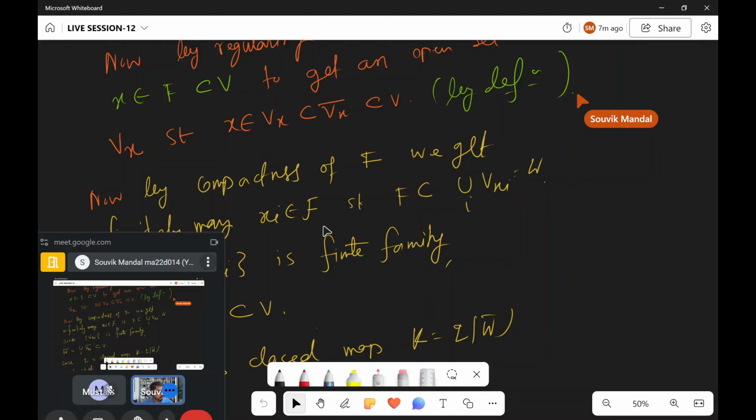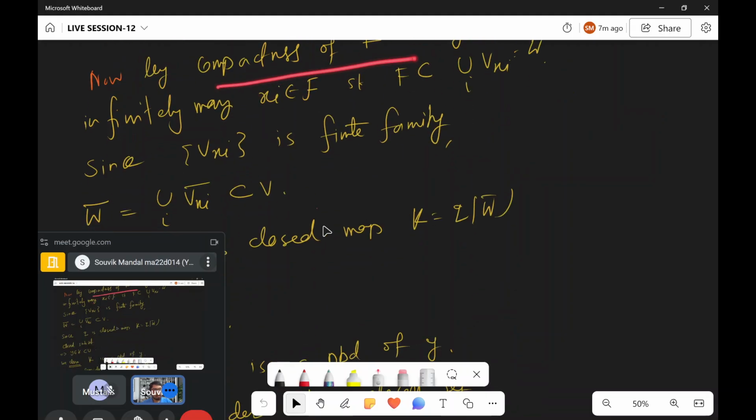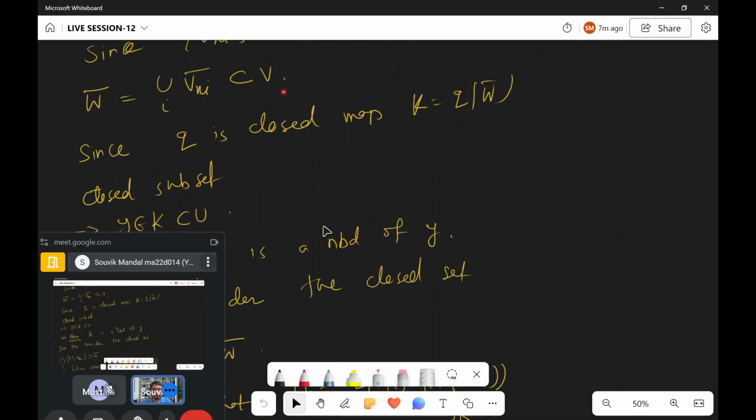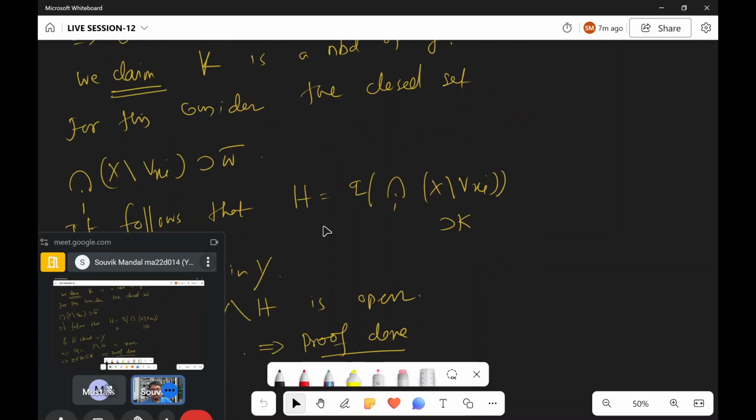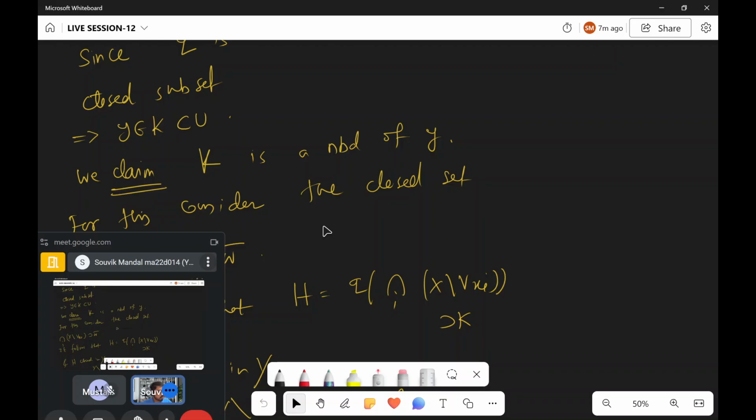Now, by compactness of F, we get finitely many xi's in F such that F is a subset of the union of Vxi. Since the Vxi form a finite family, W closure is equal to the union over i of Vxi closure, a subset of V. Now, since Q is a closed map, K equal to Q of W closure is a closed set. This tells that Y belongs to K, a subset of Q.